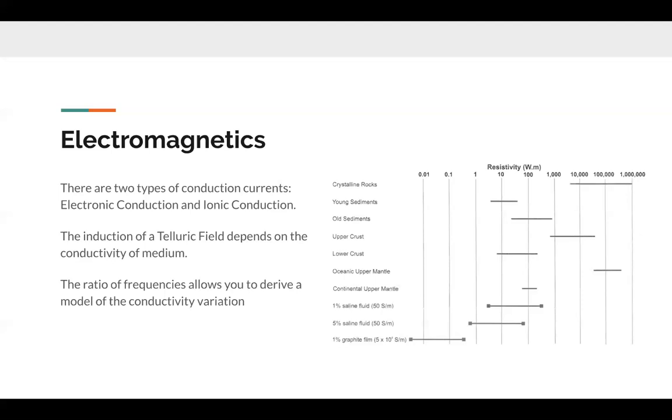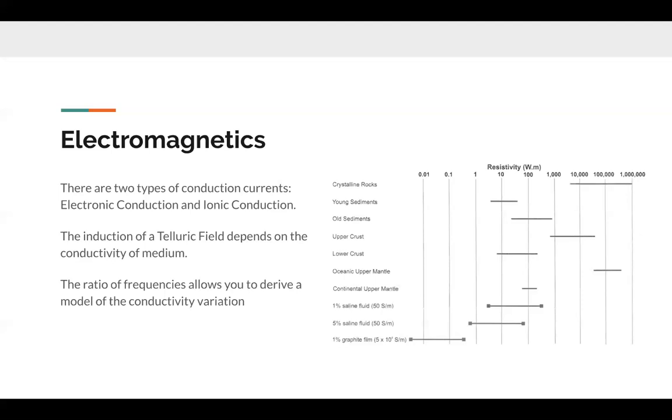The premise of using EM waves to understand the mantle is dependent on the induction of a telluric field in the earth, which is dependent on the conductivity of the medium. That being said, given the magnetic and electric fields and determining their ratios at varying frequencies, you can establish a model of conductivity variation for depth and distance, i.e., the change in composition.